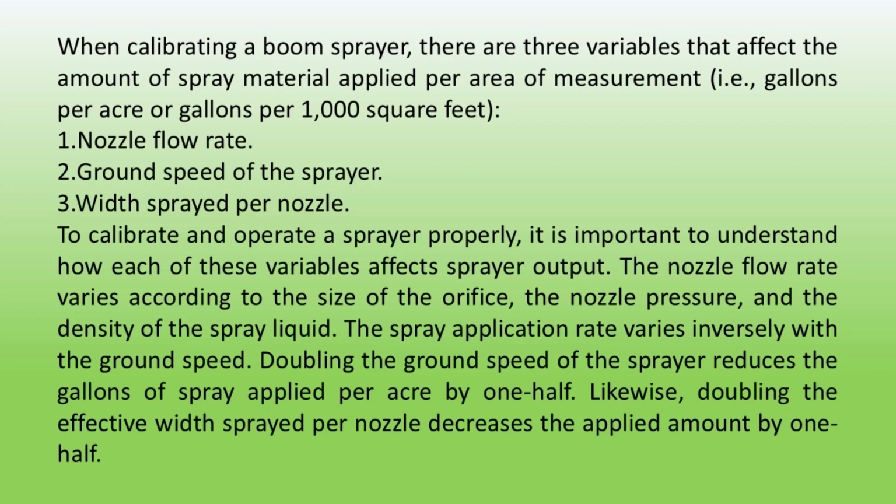The nozzle flow rate varies according to the size of the orifice, the nozzle pressure, and the density of the spray liquid. The spray application rate varies inversely with the ground speed. Doubling the ground speed of the sprayer reduces the gallons of spray applied per acre by 1/2. Likewise, doubling the effective width sprayed per nozzle decreases the amount by 1/2.